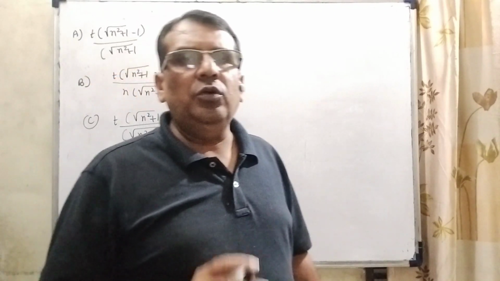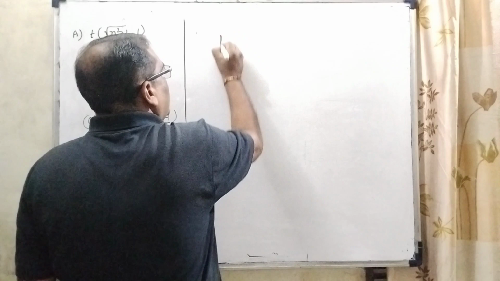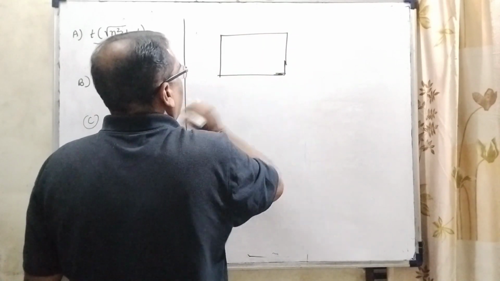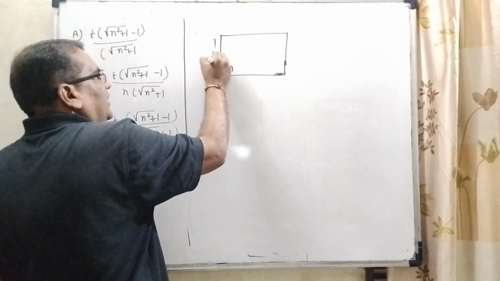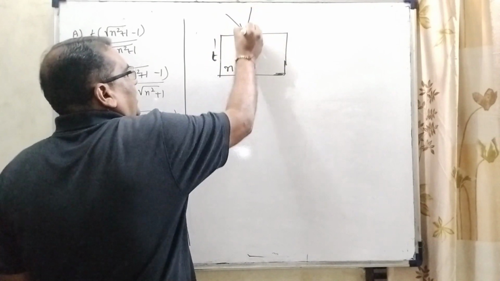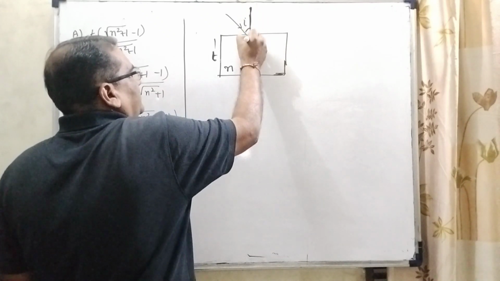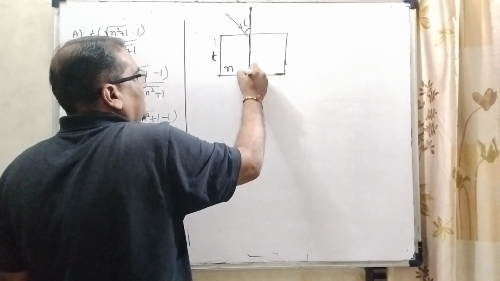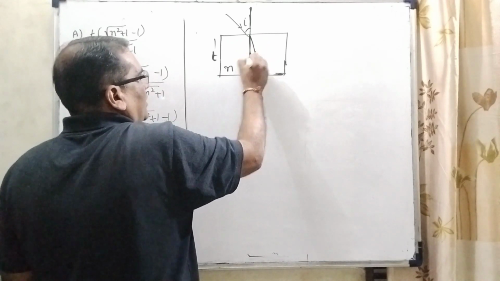This question is based on total internal reflection and lateral shift. Let us first draw this diagram. Here we have a glass slab whose refractive index is n, and the width is taken as t. If the ray of incidence makes an angle with the normal, that is i, after passing from rarer medium to denser medium, it bends towards the normal. So this angle becomes r.